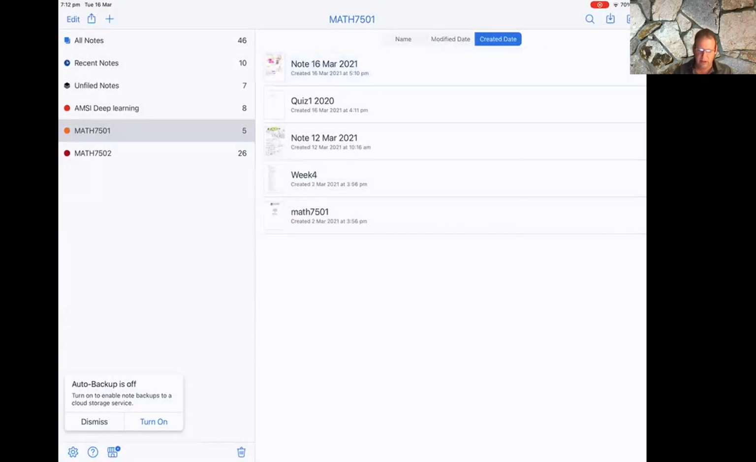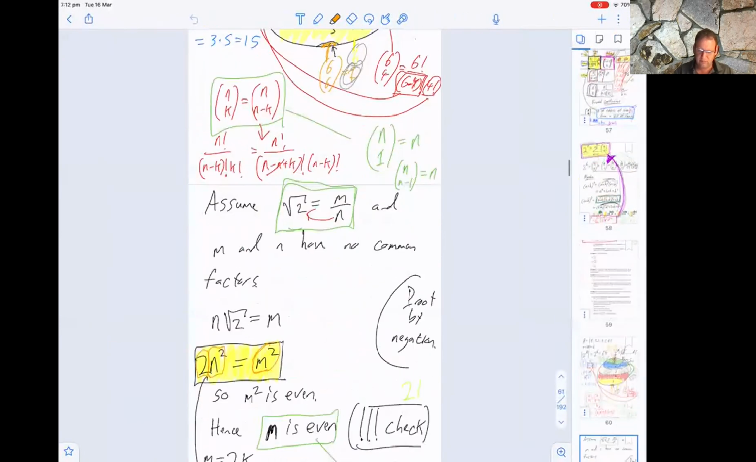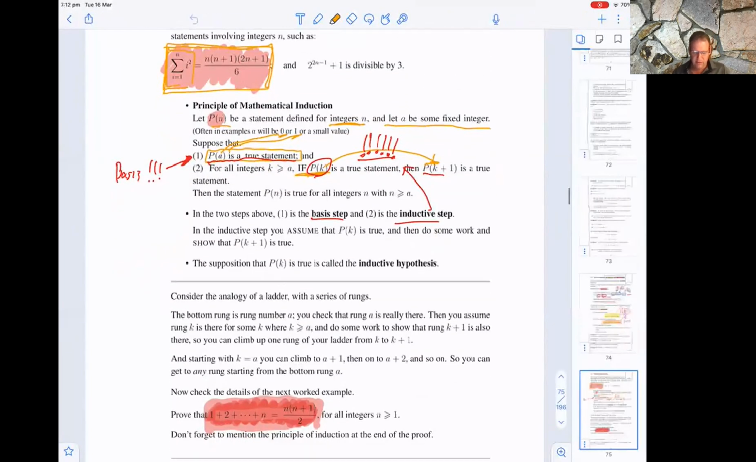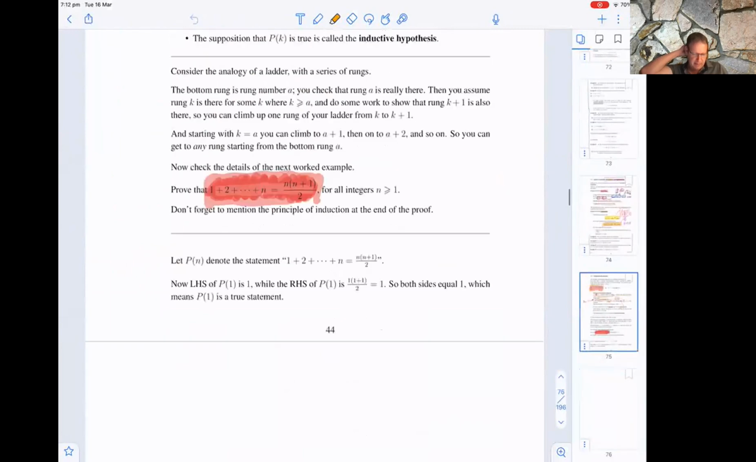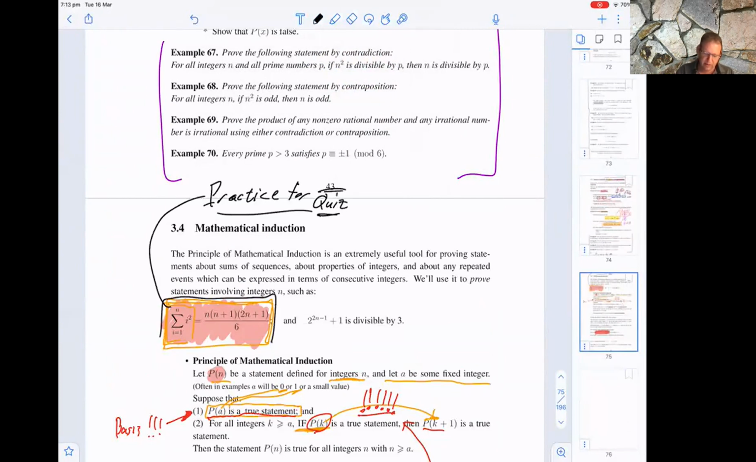Let's get back to our induction. Am I looking at the right thing? No, week 4. Okay, so we did one induction proof. So practice for quiz. Again, not all the material will be here, but induction possibly is. So practice for quiz, this one. Okay, so it's the same idea.